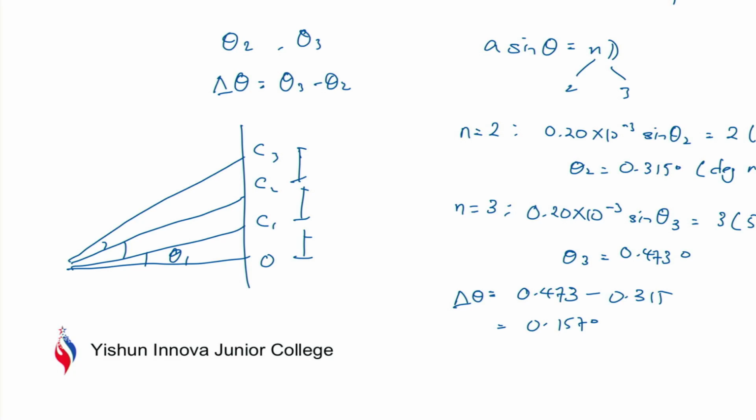If you work out theta 1, then this is approximately equal to theta 1, and this is also approximately equal to theta 1. Okay, so that's another way of doing this question. Alright, so this is question 8. We move on to question 9 now.